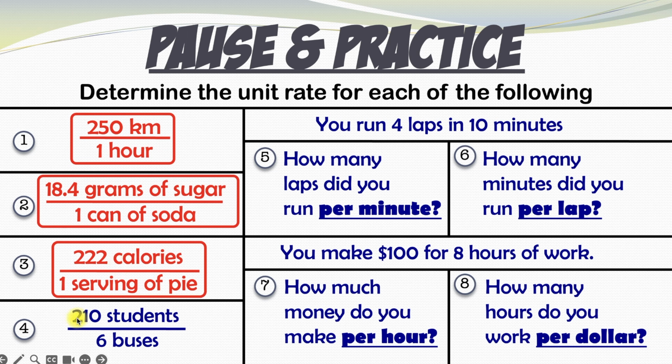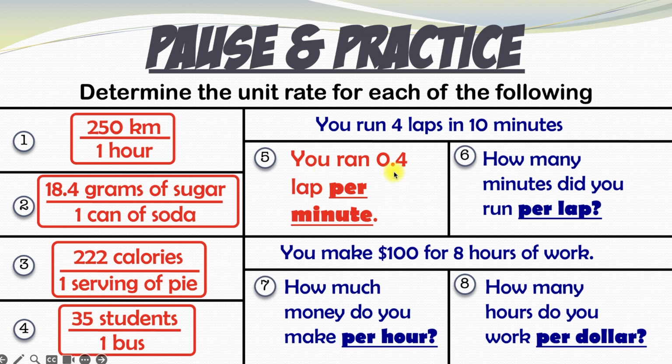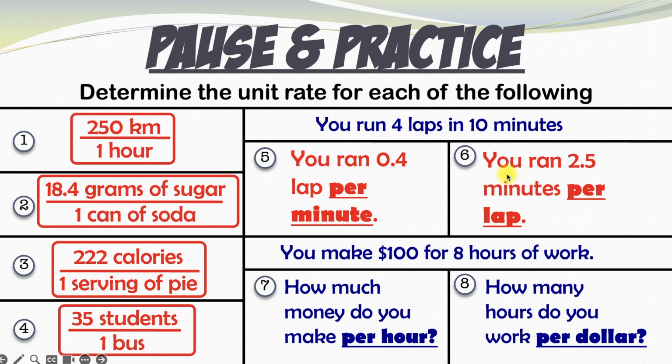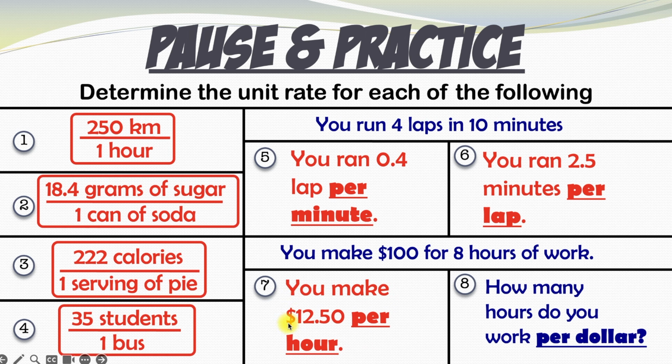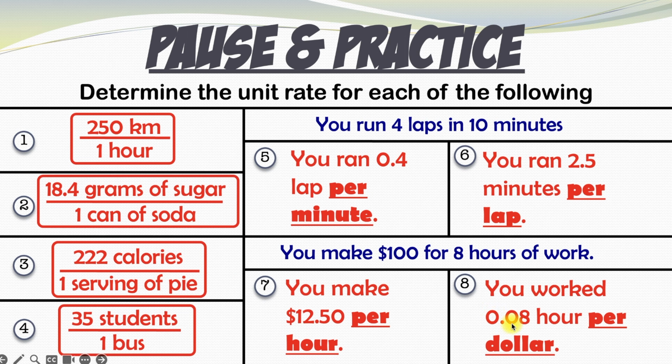Number 4, 35 students per every 1 bus, also read as 35 students per bus. Number 5, you ran 4/10 of a lap per minute. Number 6, you ran 2.5 minutes per lap. Number 7, you make $12.50 per hour. And number 8, you worked 8/100 of an hour per dollar earned.